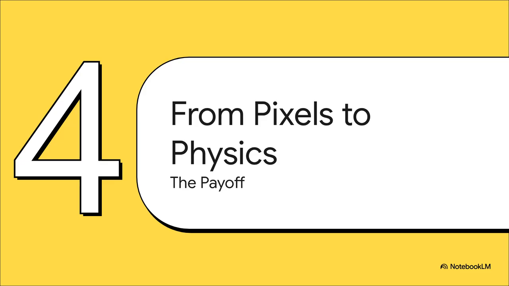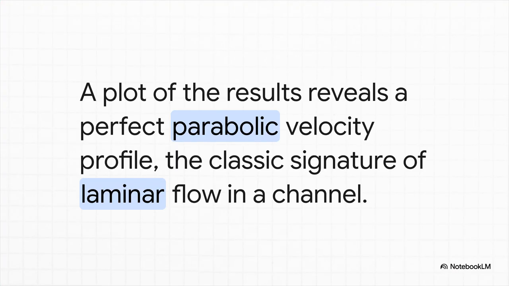So we've built the model, we've set the rules, and the computer has crunched all the numbers. But what did we actually find? Let's look at the payoff. This is that magic moment where we turn all those numbers and pixels back into real, physical insight. And here it is. This is our result. When we plot the velocity of the water across the channel, we see this perfect parabolic curve.